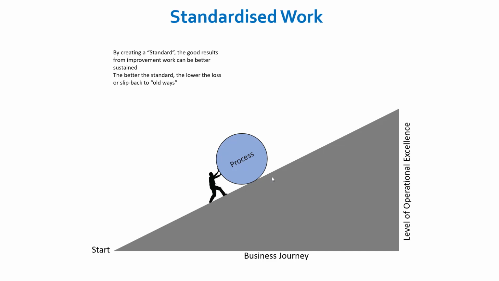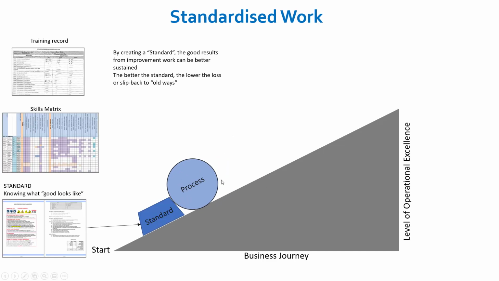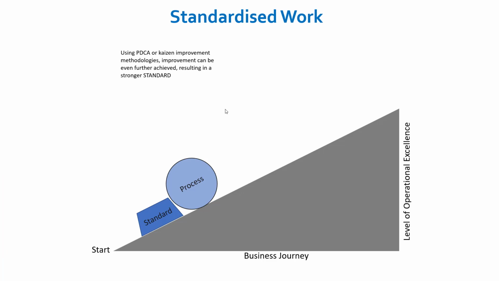And the better the standard, the lower the loss or the less of the slip back to our old ways. So by creating a standard, we've achieved an improved operational excellence level, and that standard looks like a documented SOP with a skills matrix and a training record. So using PDCA or Kaizen, we can improve the process even further, resulting in a stronger standard.